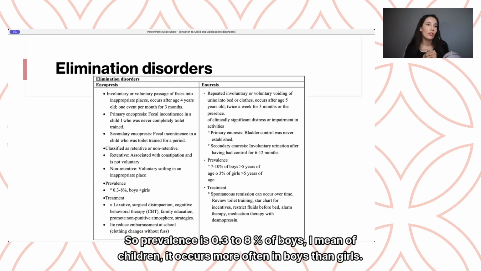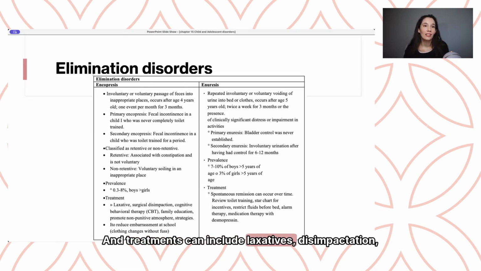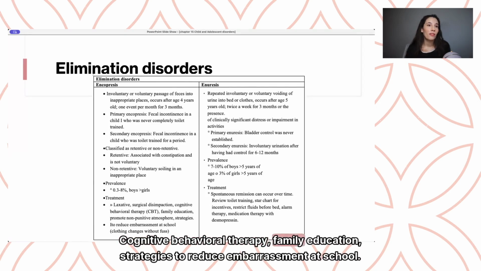So prevalence is 0.3 to 8% of children. It occurs more often in boys than girls. And treatments can include laxatives, disimpaction, cognitive behavioral therapy, family education, and strategies to reduce embarrassment at school.